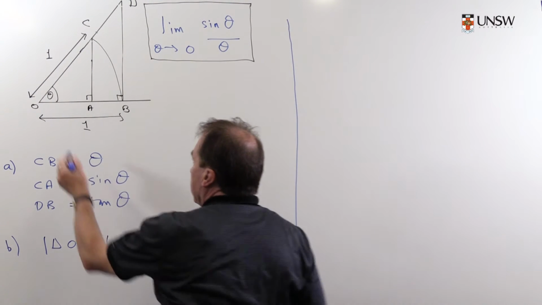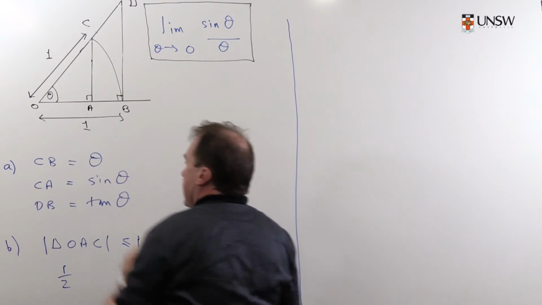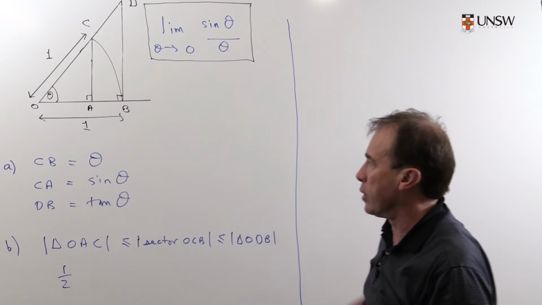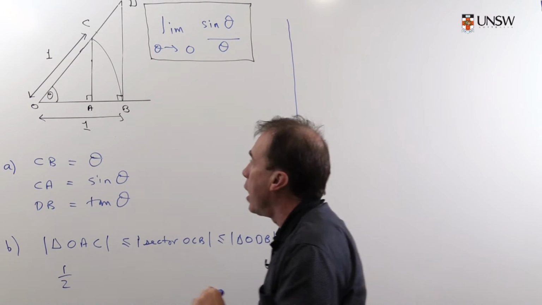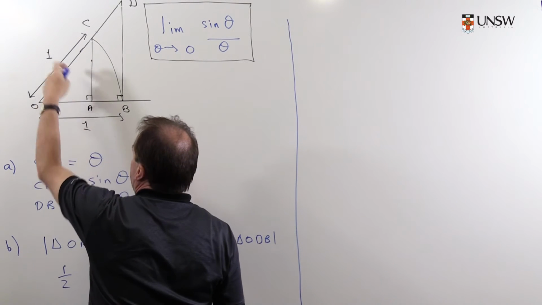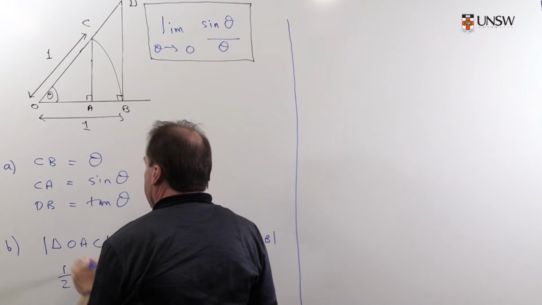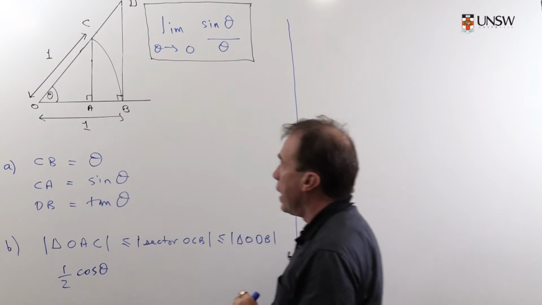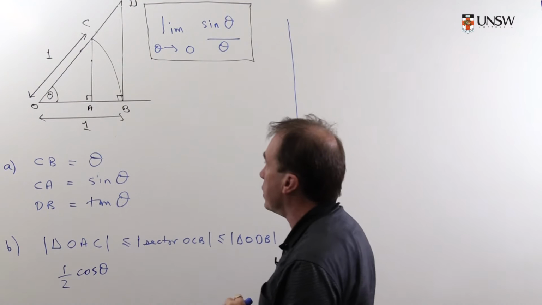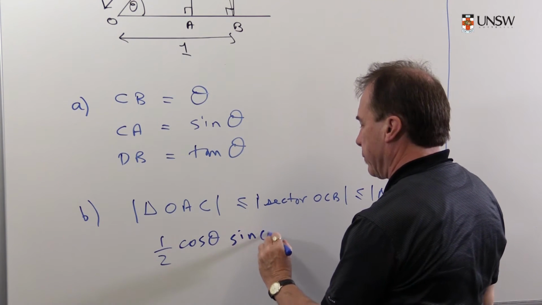So for the triangle OAC, I need half the base times the height. Now OA we didn't calculate earlier up here, it wasn't asked, but doing that we can see that if I work out the length OA over 1, then I have the cosine of the angle. So that means that OA is cos theta. And the height we did work out, which is AC or CA, and that's sine theta.